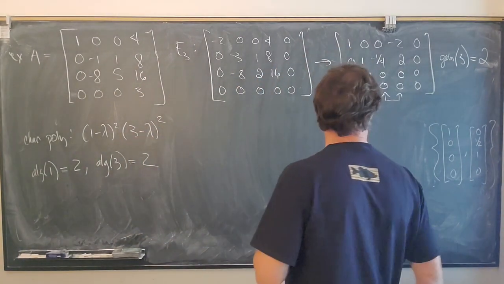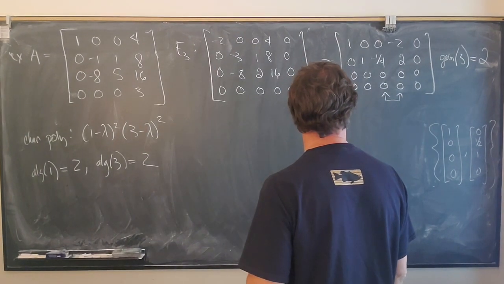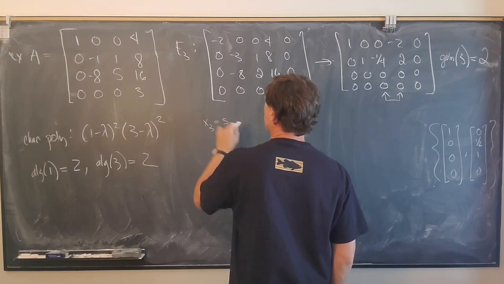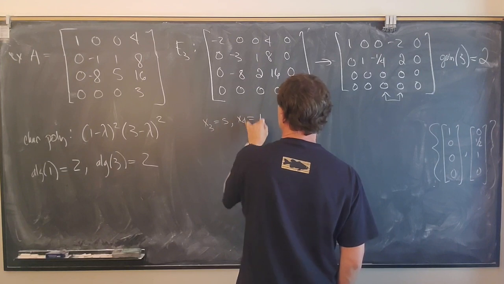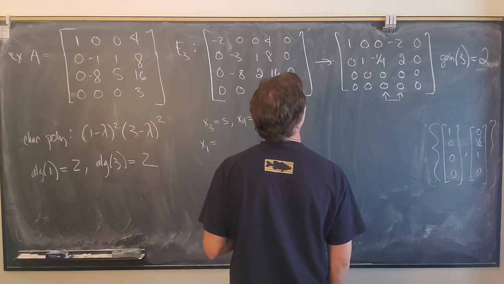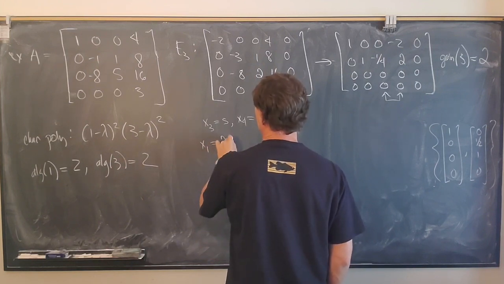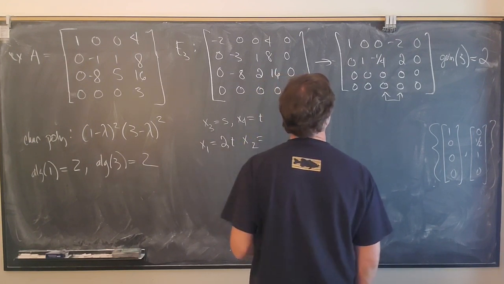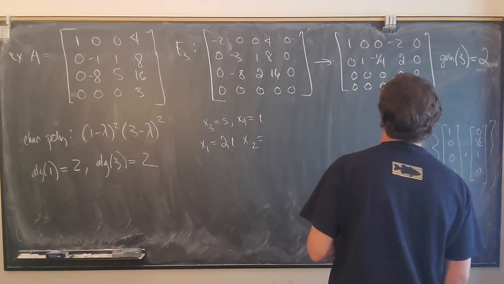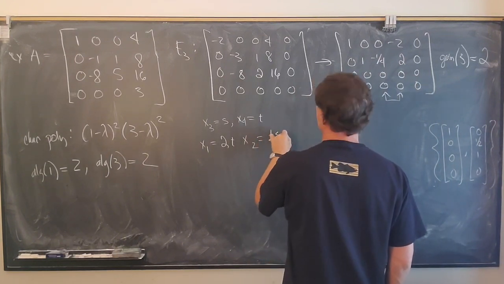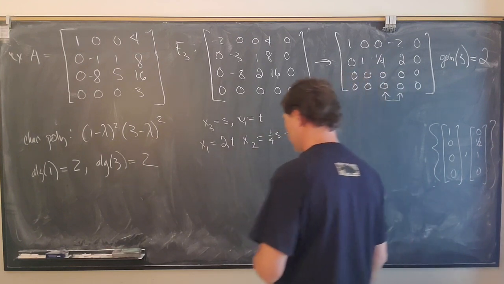That means that the matrix is diagonalizable. So in this case, x3 is free, so let's call that s. x4 is free, so let's call that one t. And now the general solution: x1 is 2t, and x2 is 1/4 s minus 2t.